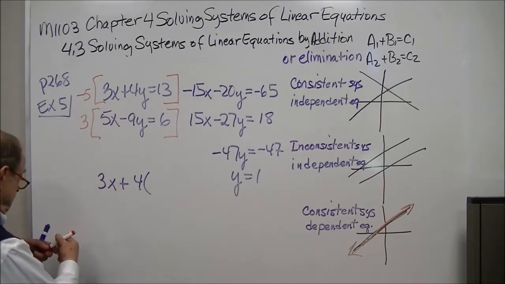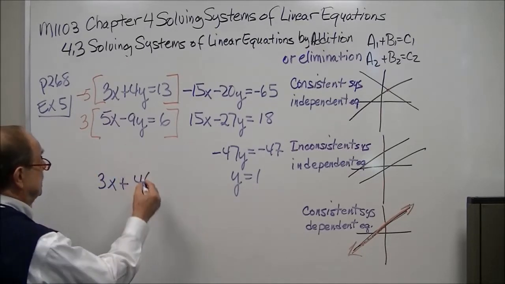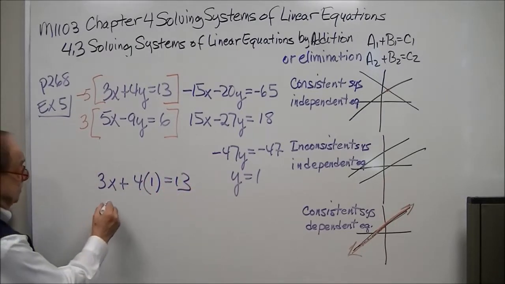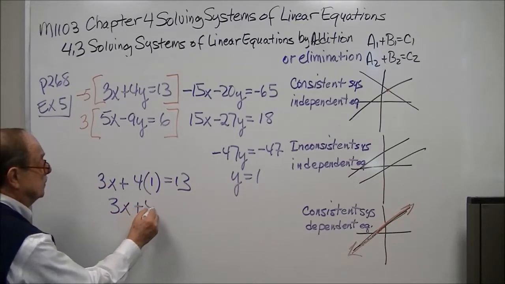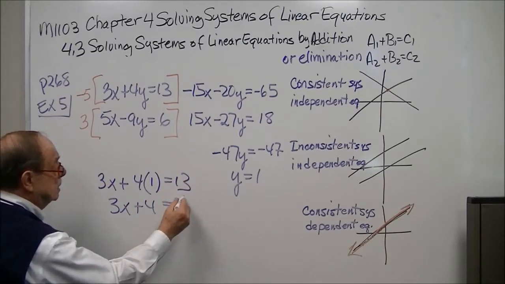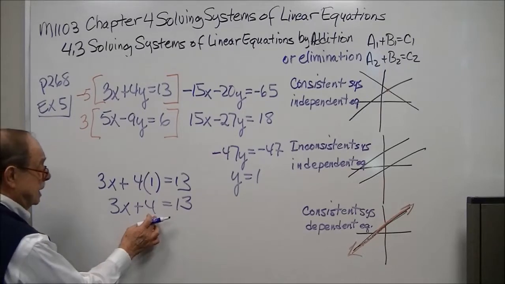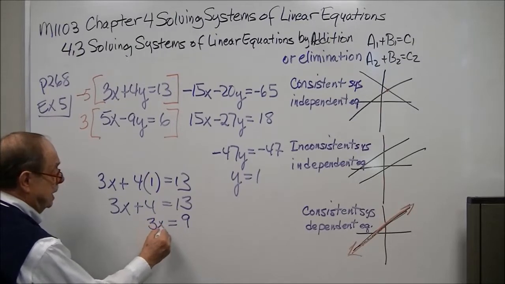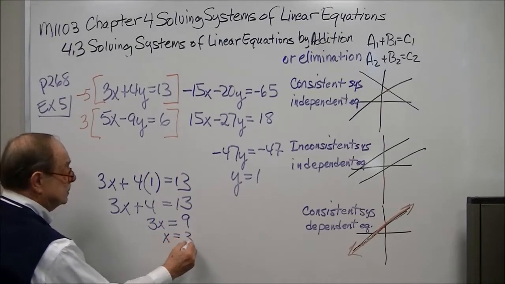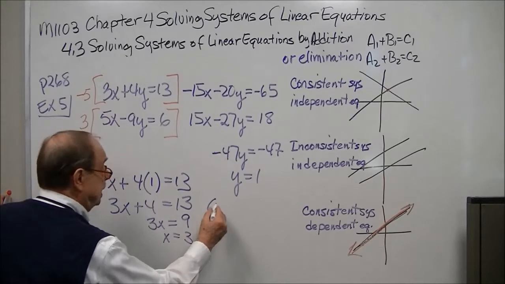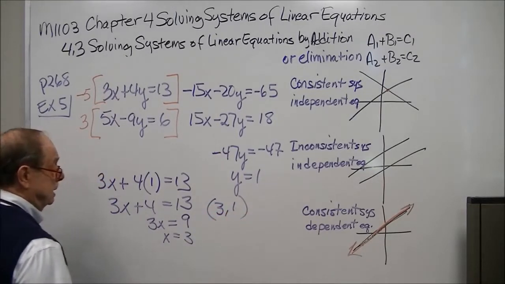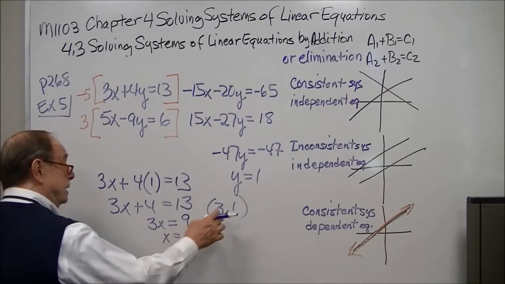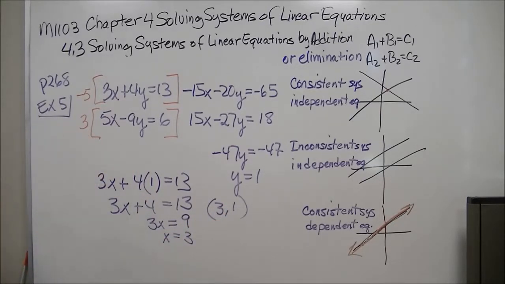If my y equals 1, I'm putting it in the first equation, and then this becomes 3x plus 4 equals 13. I'm going to transpose the 4. This then becomes a 9. 3x equals 9, so x equals 3. So again, the ordered pair is (3, 1). In the textbook, when they solved for x, they got the 3. Then they had to solve for the y, and they would get a 1.